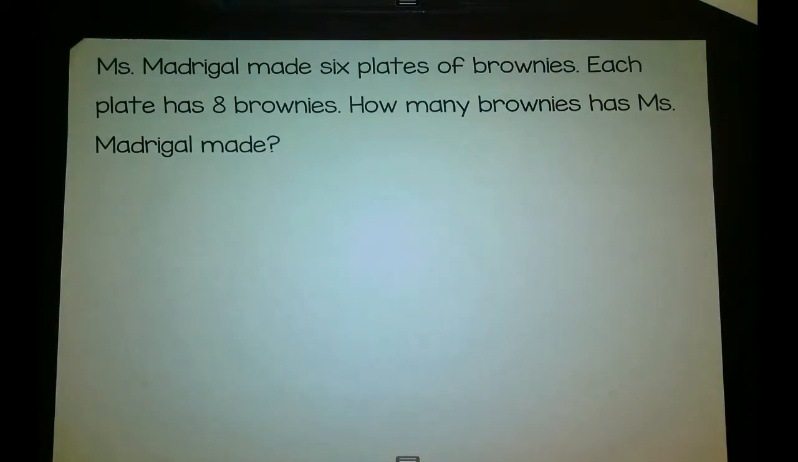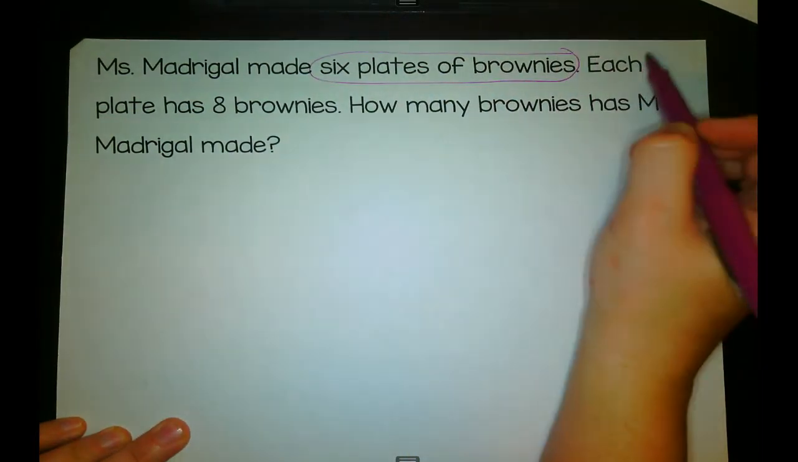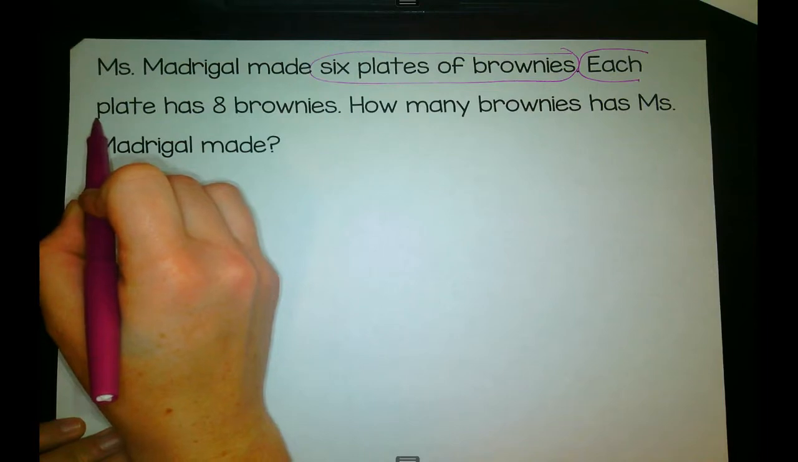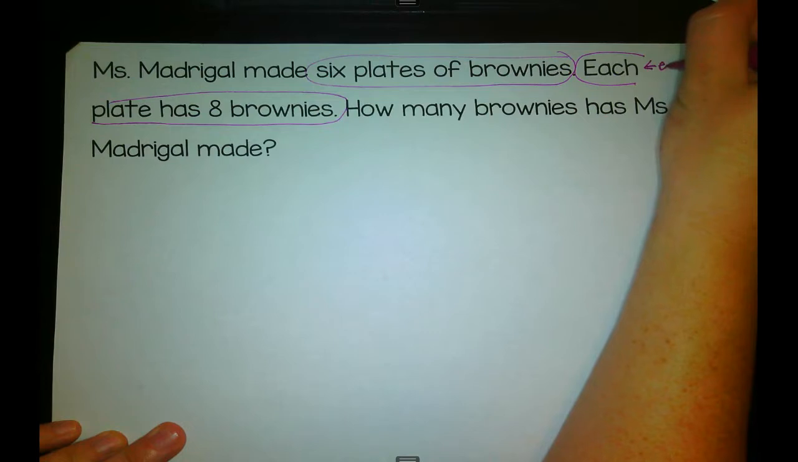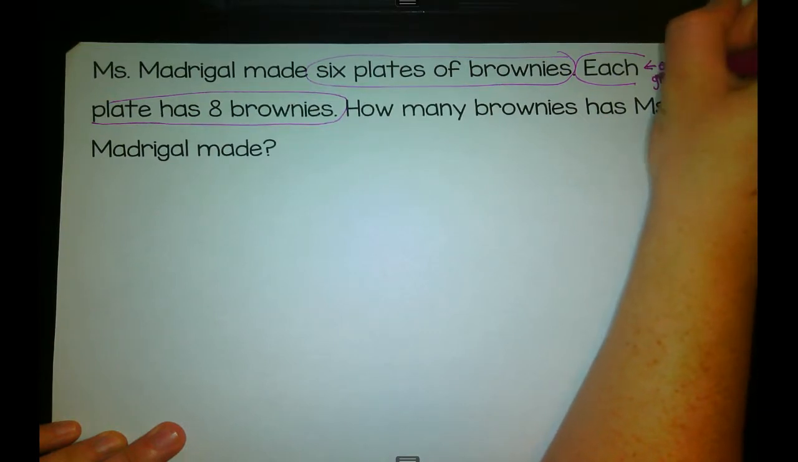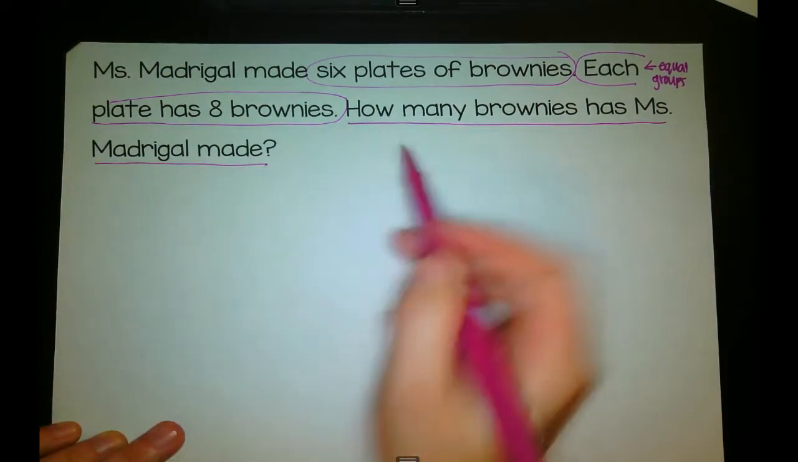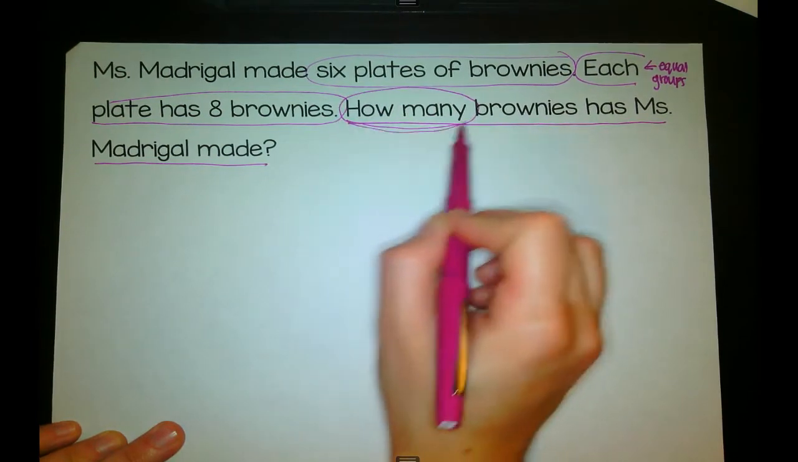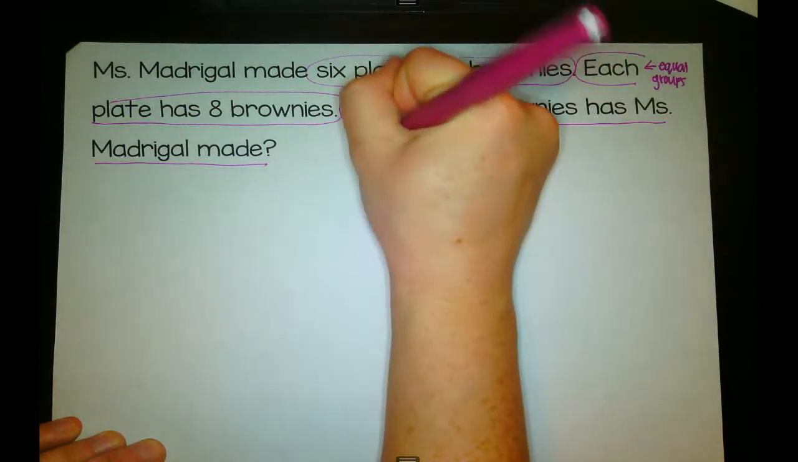Go ahead and pause the video and solve this for me. All right, Miss Madrigal made 6 plates of brownies. Each plate has 8 brownies. That each is a huge word. It's telling me we're working with equal groups. How many brownies has Miss Madrigal made? So we're trying to look for how many. Do we know how many she made? We do not know how many she made, which means we are looking for our total.